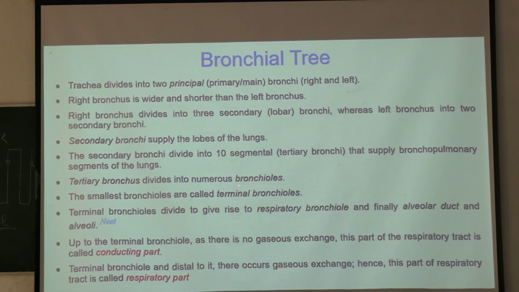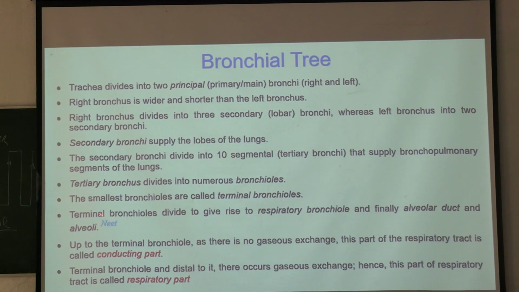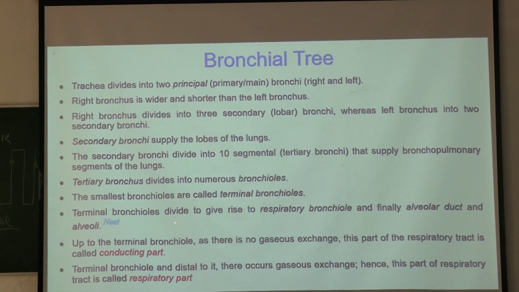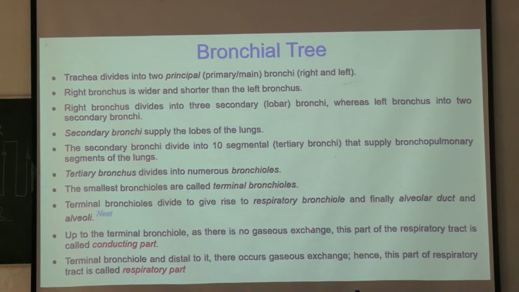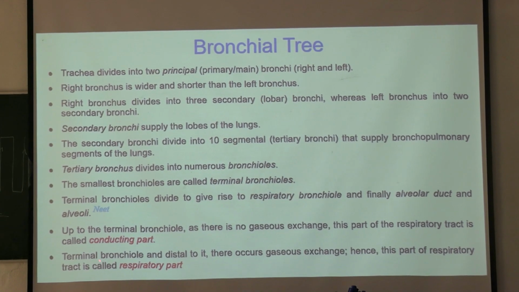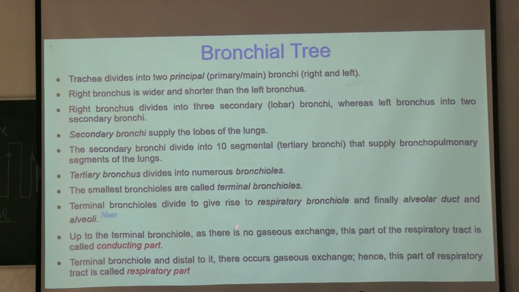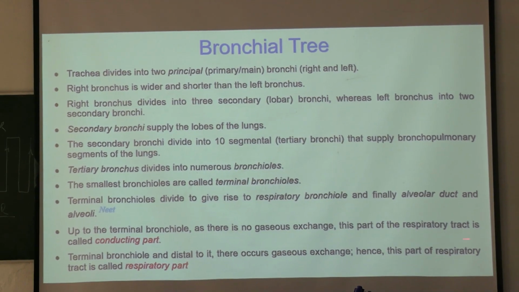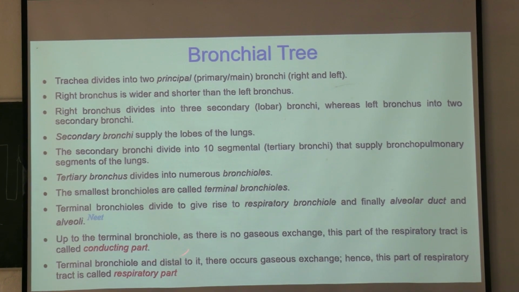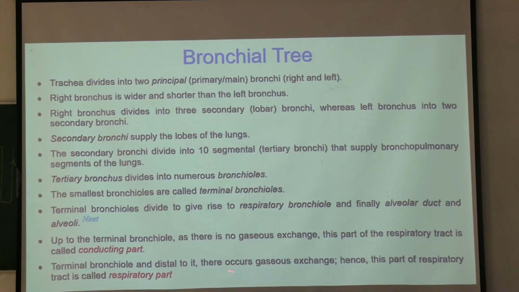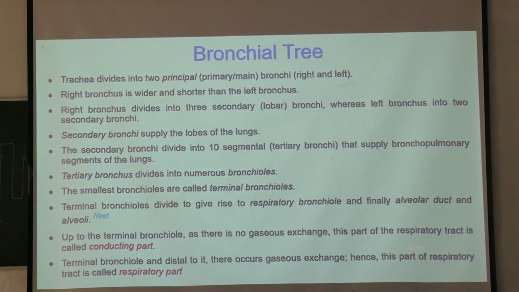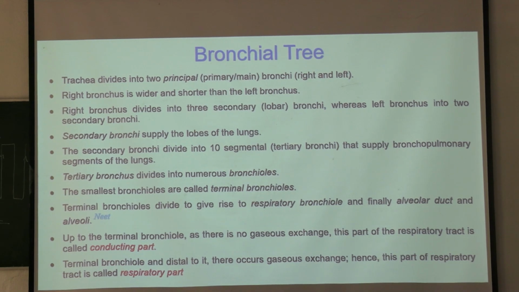Tertiary bronchus divides into numerous bronchioles. The smallest bronchioles are called the terminal bronchioles, and terminal bronchioles divide to give rise to respiratory bronchiole and finally alveolar duct and alveoli. Up to the terminal bronchiole, as there is no gaseous exchange, this part of the respiratory tract is called the conducting part. Okay, up to the terminal bronchiole, conducting part. The terminal bronchiole and distal to it, that is where gaseous exchange occurs. Hence, this part is known as respiratory part.